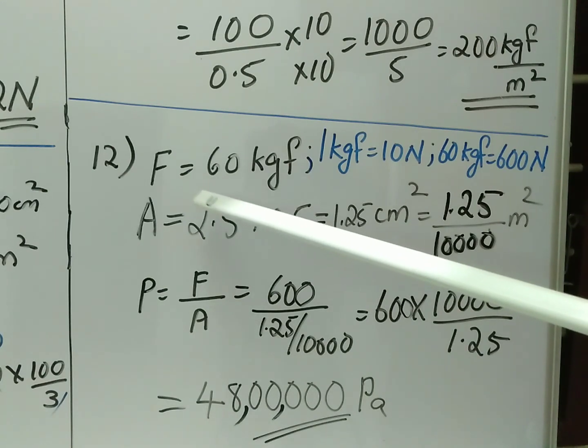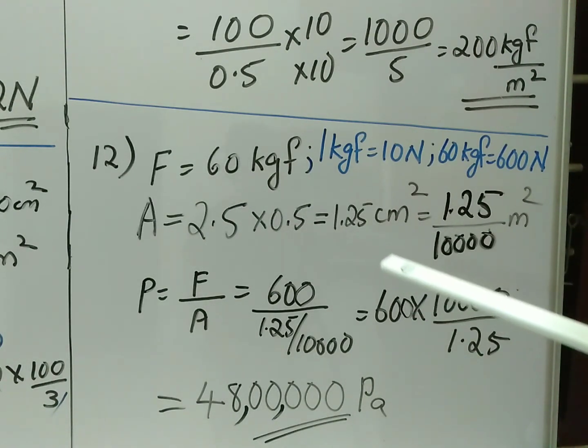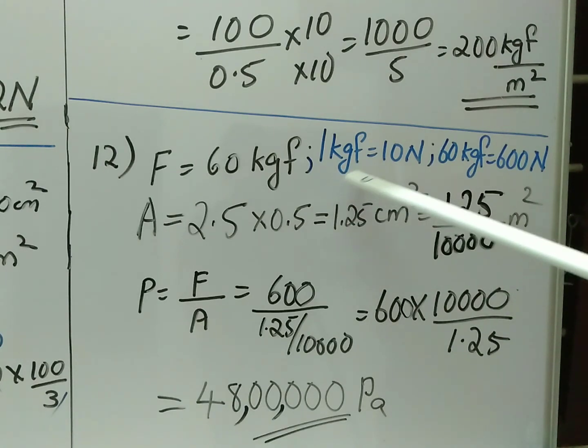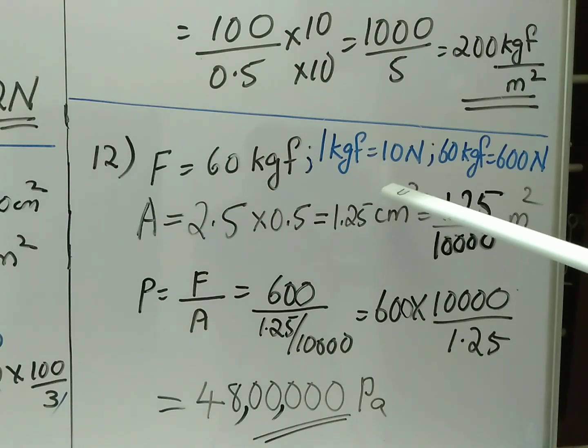So you know force is given, 60 kgf. Here it is directly given 60 kgf. We have to convert to Newton. You should learn by heart this relation: 1 kgf is 10 Newton. So what will be 60 kgf? 60 into 10, 600 Newton. So we got the force is 600 Newton.